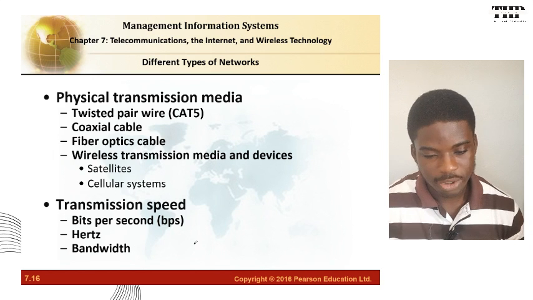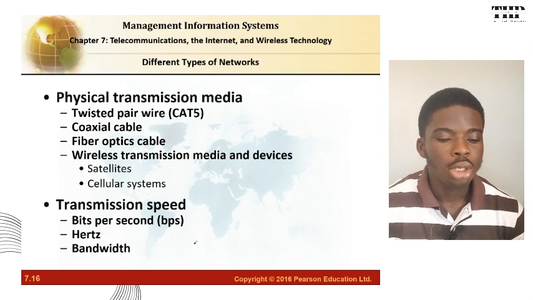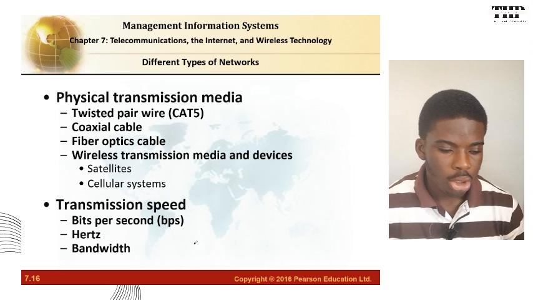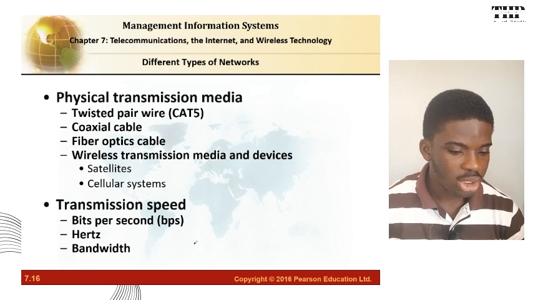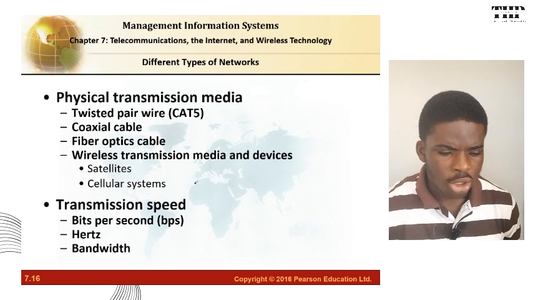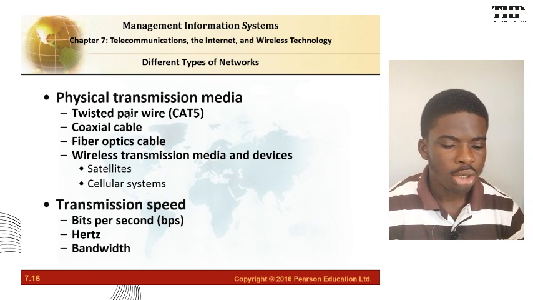And the different types of networks. If I'm speaking about the types of computer networks, let's see what it is. Physical transmission media. So physical transmission media, and then I have twisted pair wire at 5.